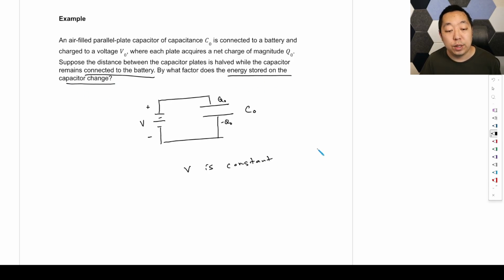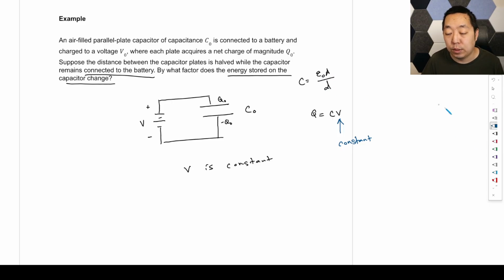So here what we're going to think about is Q is equal to CV, and we know the V is constant, right? And so if you have the distance between the parallel plates halved, let's look at our equation for capacitance. It's epsilon naught A over D. So if I have the distance between the plates, that's the D here, times 1/2, then ultimately you're multiplying the denominator times 1/2, or multiplying the numerator times 2. So you're going to double the capacitance here, and that's going to cause a doubling of the charge.